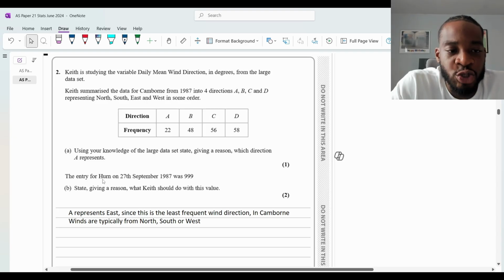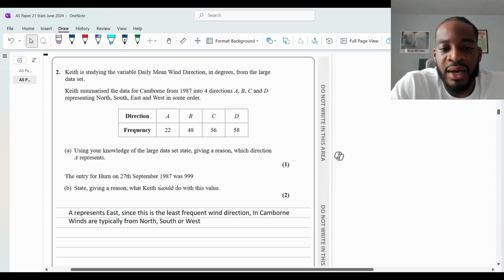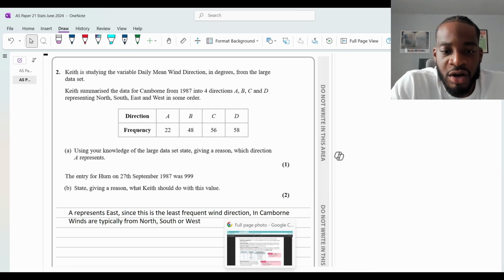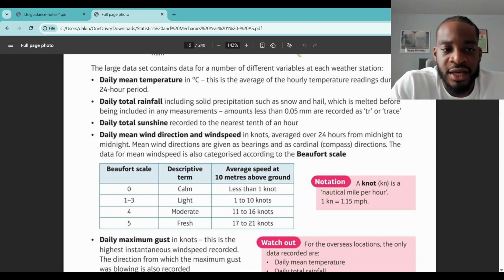Part B says the entry for Hurn on the 27th of September 1987 was 999. State, giving a reason, what Keith should do with this value. Okay, so remember, we're dealing with the daily mean wind direction. Now, again, what I would recommend, I've actually got a couple of documents here, PDFs I should say. This is actually from the book. Just have a general understanding of each of these different variables here.